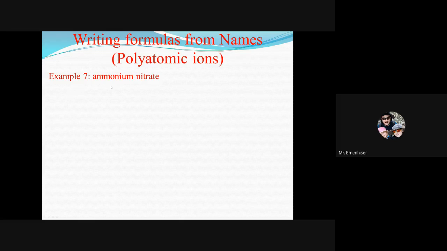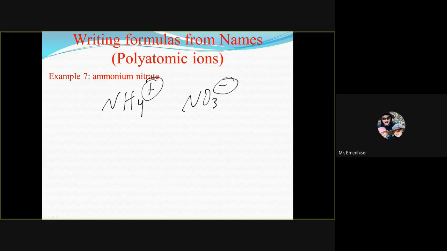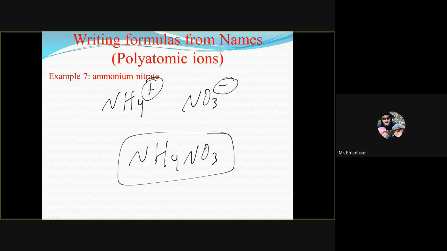Ammonium nitrate. Ammonium is NH4 with the +1. Nitrate is NO3 with the -1. That's a +1, that's a -1. Equal and opposite charge. We're good to go. Just put them together. Ammonium nitrate, used in explosives. Awesome.